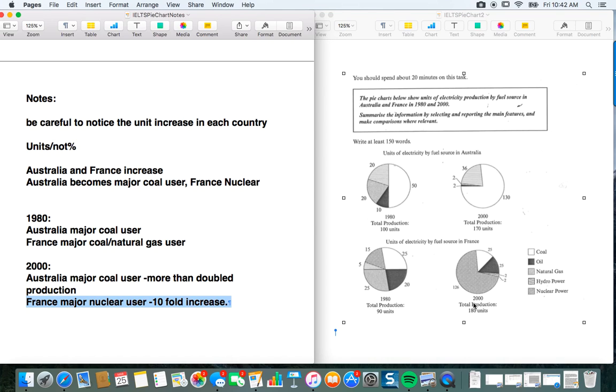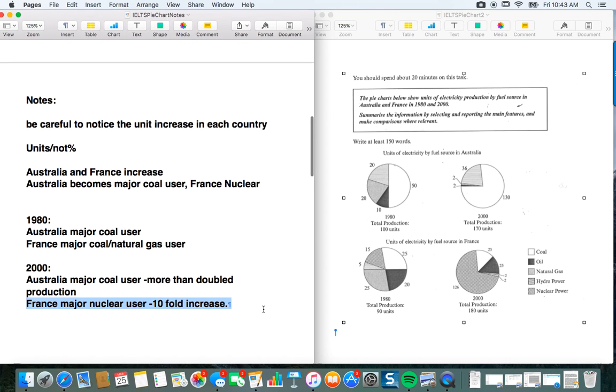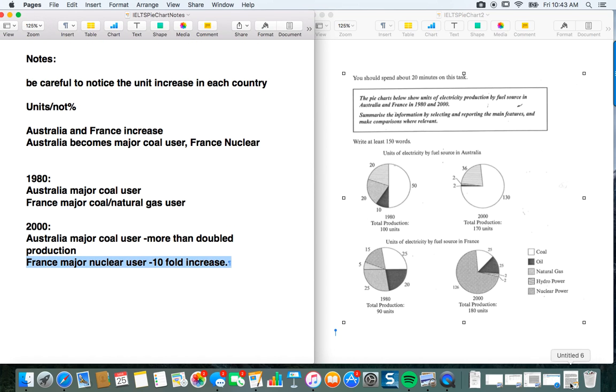Okay, so again, take the time to look at these things. You don't need to just tell me the numbers. You need to tell me the importance of them. Nuclear goes from 15 to 126. That's pretty important. Natural gas goes from 25 down to 2. That's a major change as well. So there's a lot of data here. This task will probably be more than 150 words. All right, so why don't we take a look at a sample?